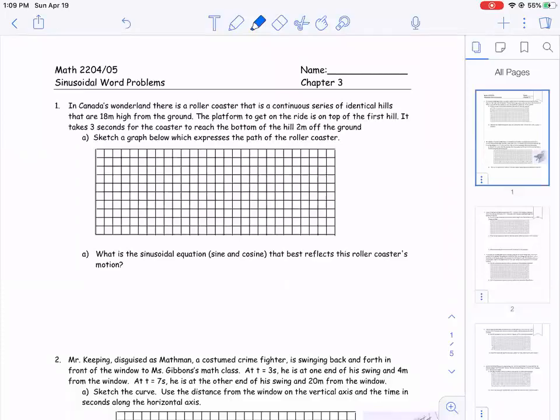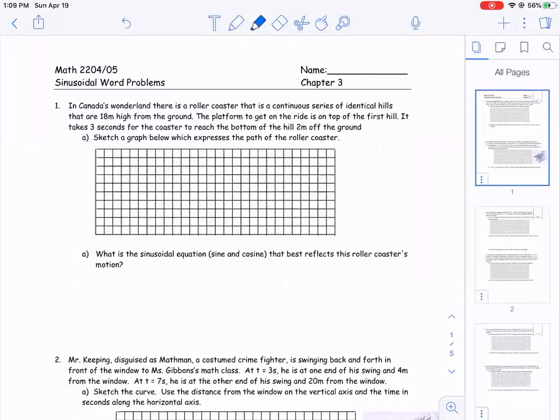All right, so the main thing that we use sine and cosine functions for, besides finding values of sine and cosine with angles and stuff, is something called sinusoidal functions. Sinusoidal functions are real world problems that you need to make into a sine or cosine function.